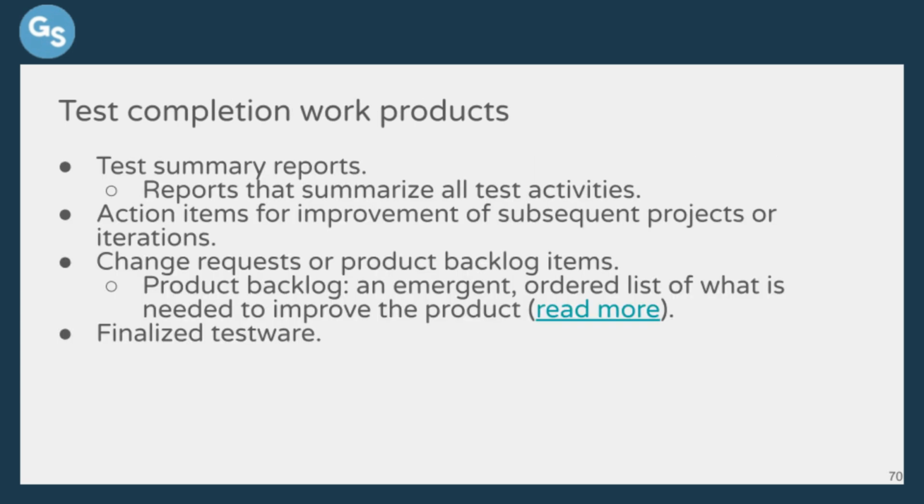Test completion work products include test summary reports, action items for improvement of subsequent projects or iterations, change requests or product backlog items, and finalized testware.